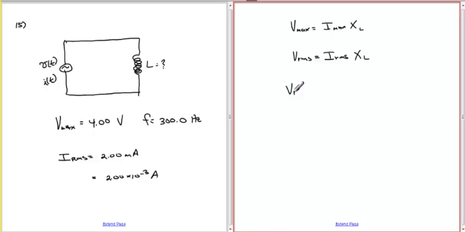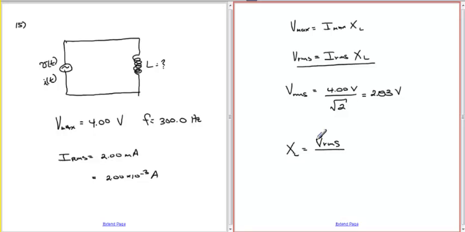So let's just change the maximum voltage to RMS. The RMS is always less than the maximum. RMS stands for root mean square. So 4 divided by the square root of 2 gives you 2.83 volts. Actually, that should have been V RMS. So we can solve for the reactance. It's going to be equal to the RMS voltage divided by the RMS current. So the voltage is 2.83 volts.